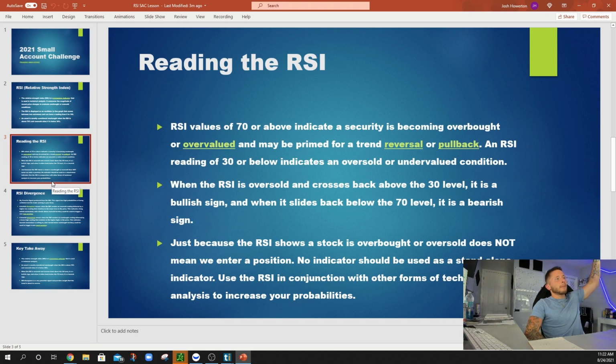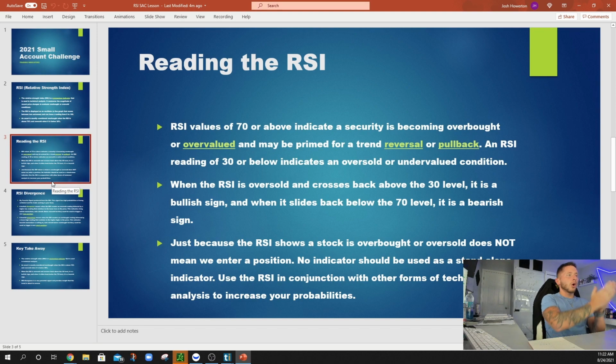The stock is dumping to the downside, and it hits a 10, 15, 20 on the RSI. That's an indication that the stock is oversold or undervalued, and we could see a bounce. We could see a reversal back to the upside. When the RSI is oversold and it crosses back above that 30 level, and that 30 level comes standard, that's the way it's set, that's the way it's calculated. That 70 level is the way it's set, that's the way it comes. We don't change those levels, all right?